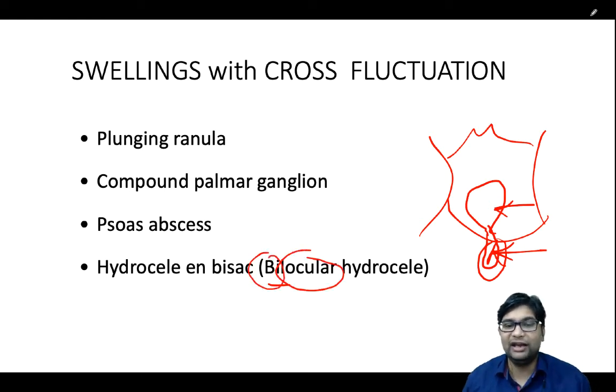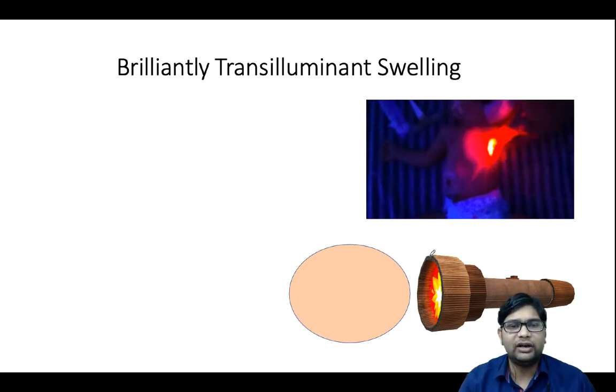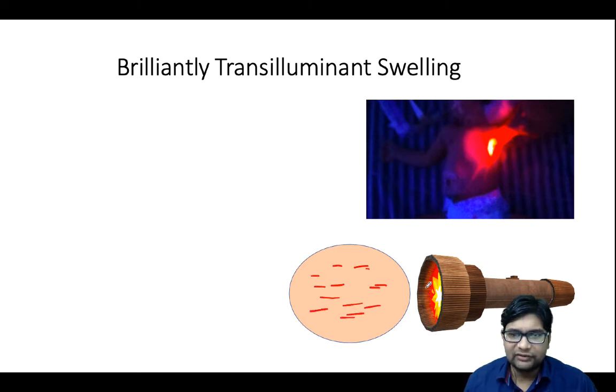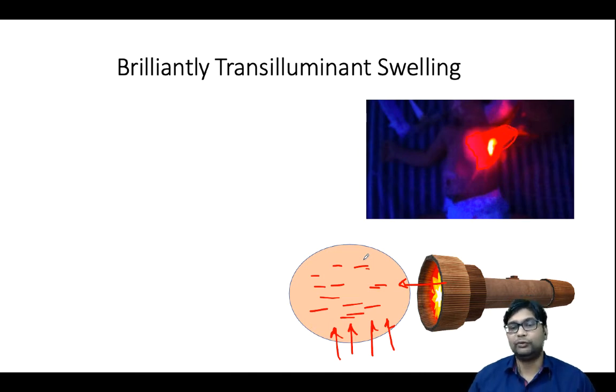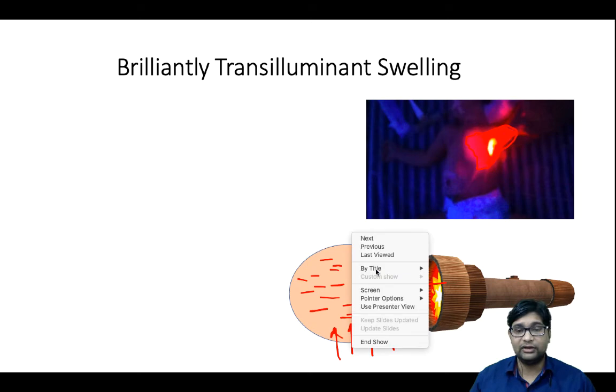And what is a brilliantly transilluminant swelling? If you put a torch on a swelling which has a clear fluid content, due to the Tyndall effect, when you look at it at 90 degrees, showing the torch from here and looking from the side, there will be transillumination of the swelling. It must contain a clear fluid. If there is no clear fluid, then this will not be seen.